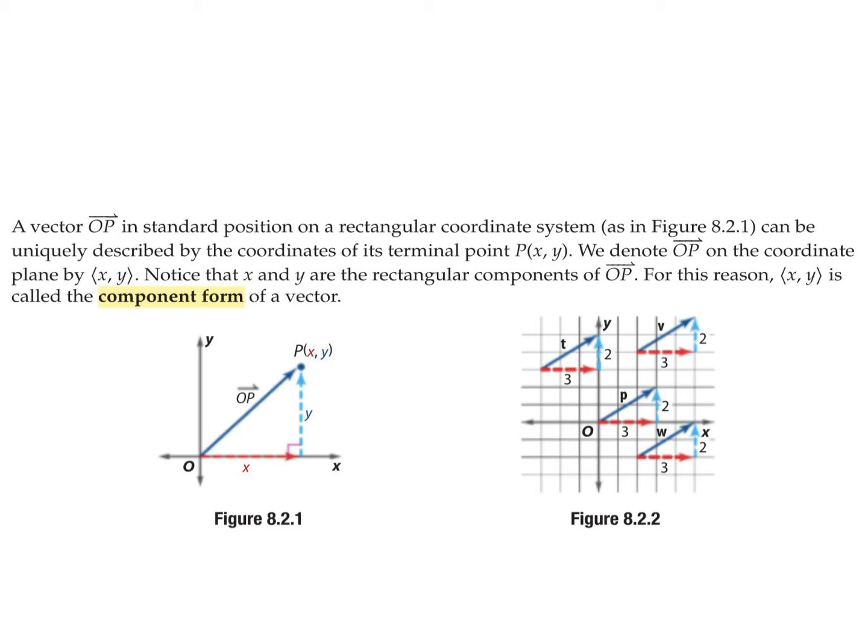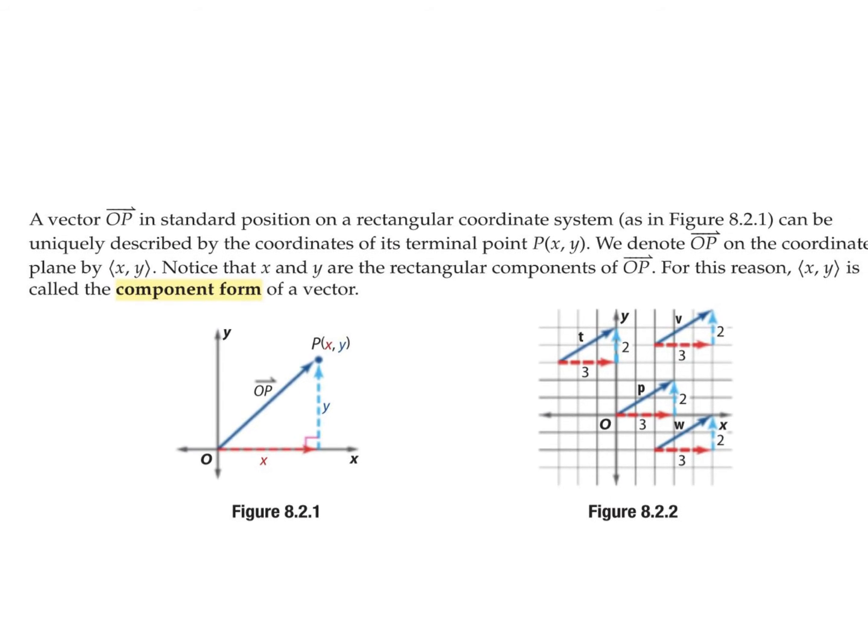So make sure in this part to go ahead and label that terminal point as P, and then in parentheses x, comma, y. And then the vector has these coordinate points at the end. And so you're going to write it, if you look at that, in those funky brackets, x, comma, y. That's going to be the component form for this vector.